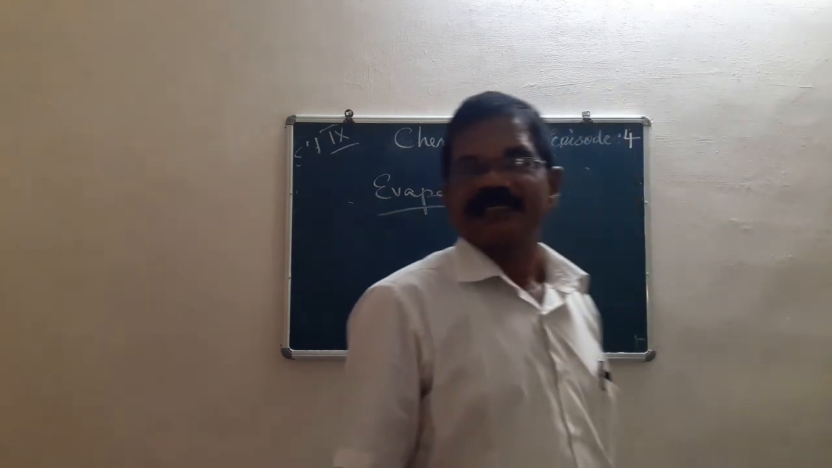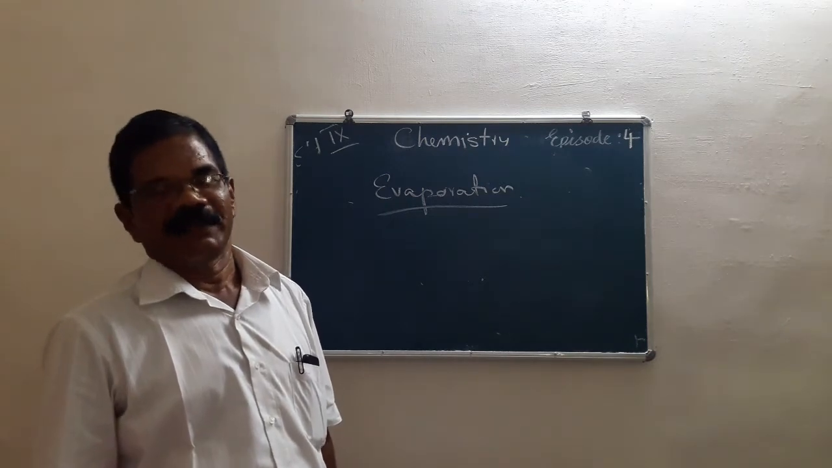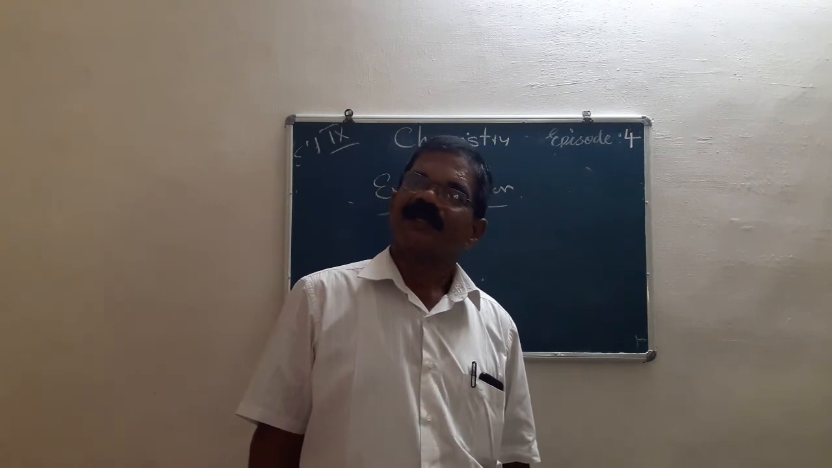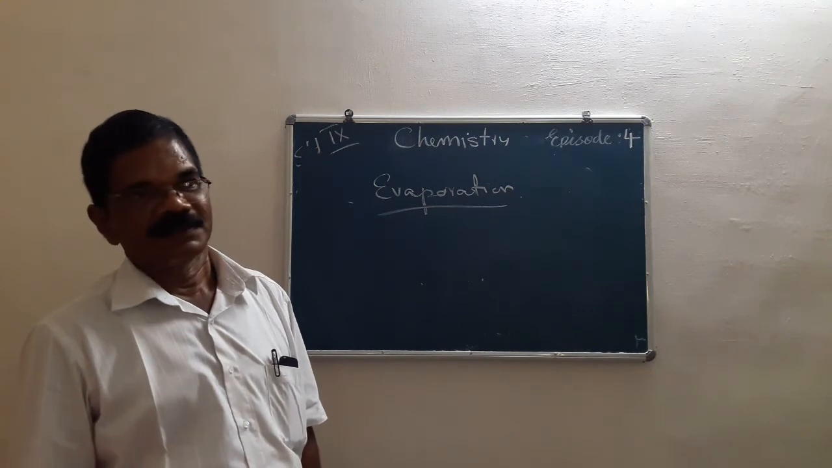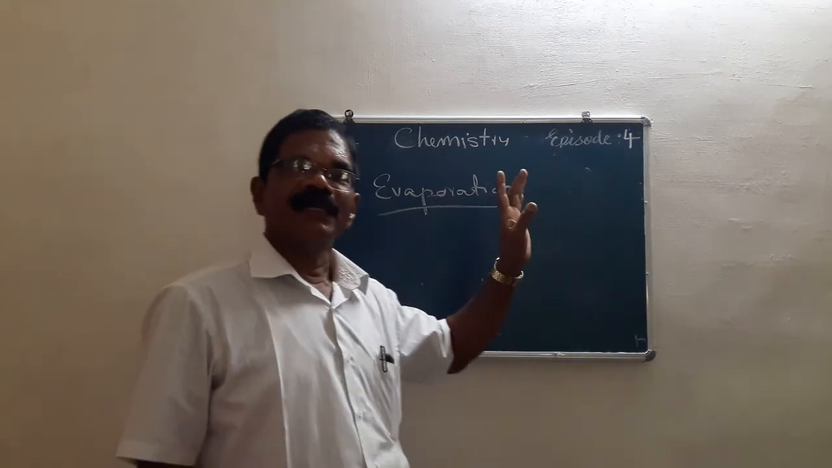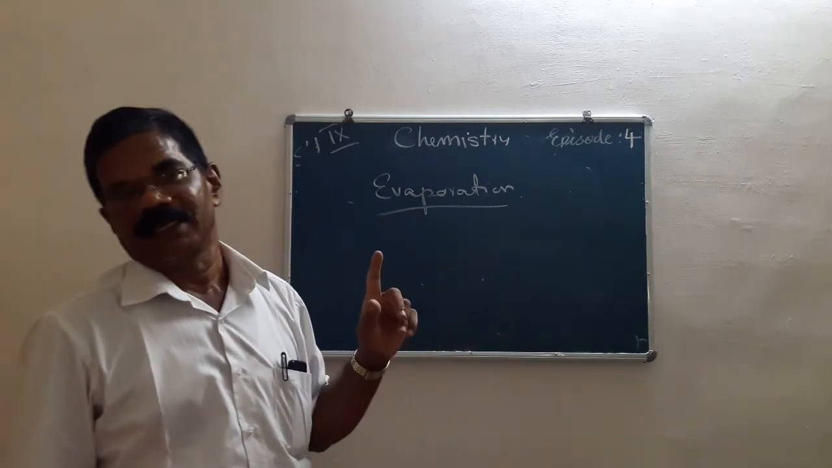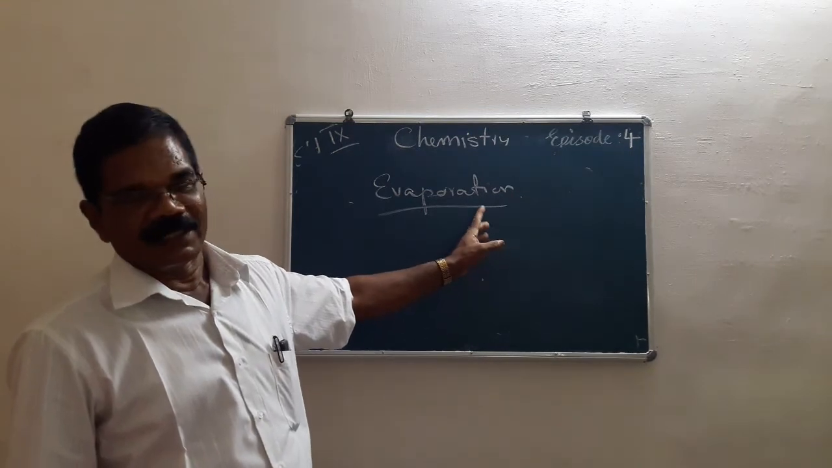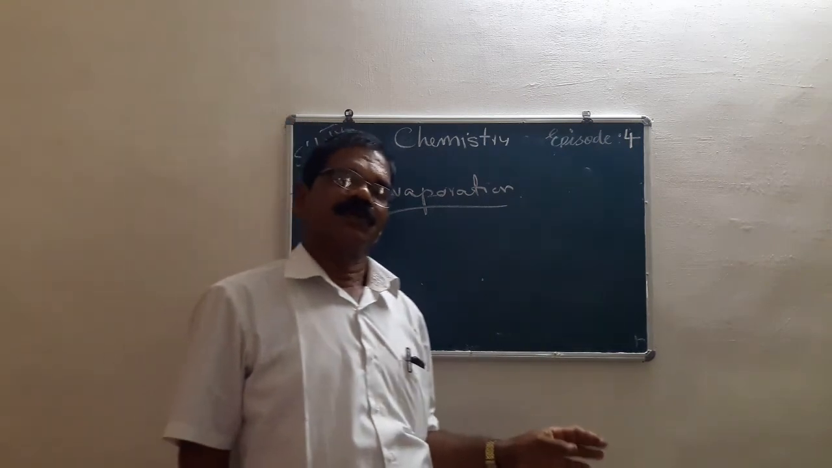But then the third factor is humidity. What is humidity? The amount of water vapor present in the atmosphere is known as humidity. If the humidity is high, the tendency for evaporation is very low. Similarly, temperature. The four factors affecting evaporation are mainly surface area, wind, humidity, and temperature. If the temperature increases, in a hot season, the dresses always dry quickly.